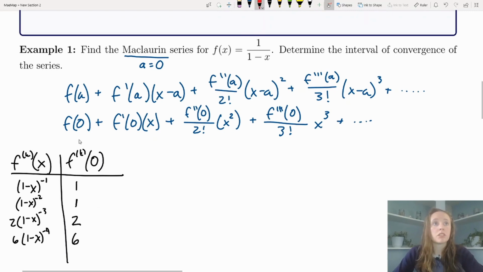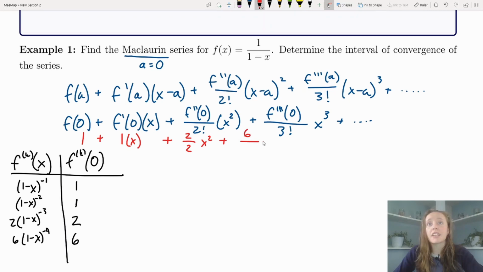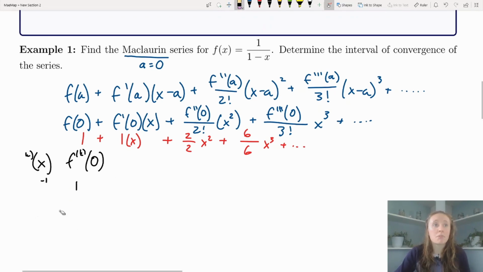So filling this in, f of 0 is 1, plus f prime of 0 is 1, and we're going to multiply that by x, plus the second derivative at 0 is 2, and that's divided by 2 factorial, which is 2, and then we're multiplying that by x squared, plus the third derivative at 0 is 6, and that's divided by 3 factorial, which is 3 times 2 times 1, which is also 6, and then that's multiplied by x cubed, and so on. So I'm sure you guys are already picking up on that pattern and simplifying in your head.